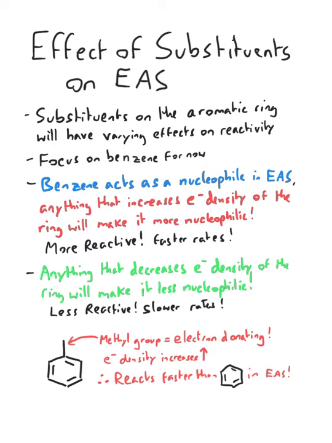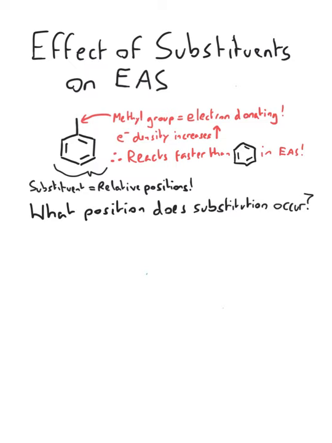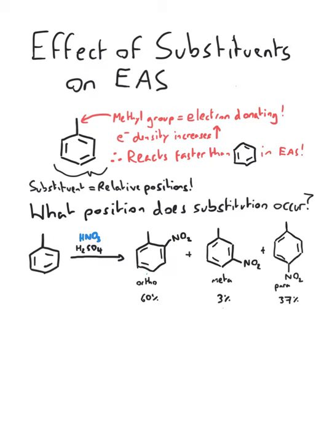However, once we have a substituent on benzene, we end up with positions around the benzene ring. Remember those ortho, meta, para positions. Well, what position does substitution occur? Let's look at this nitration of toluene. We'll notice that it is not an equal spread. It is 60% on the ortho positions, 3% on the meta position, and 37% on the para position. Why do we see this pattern?